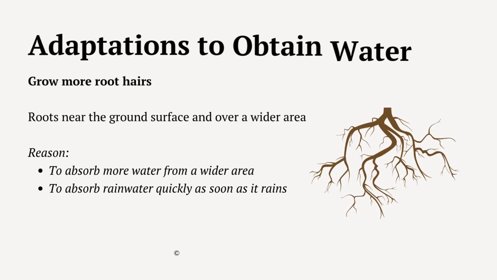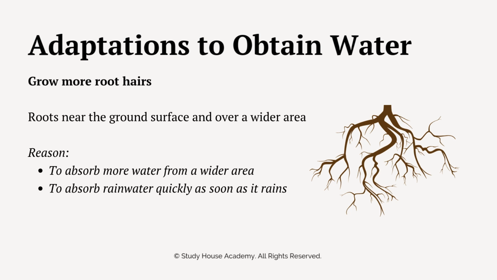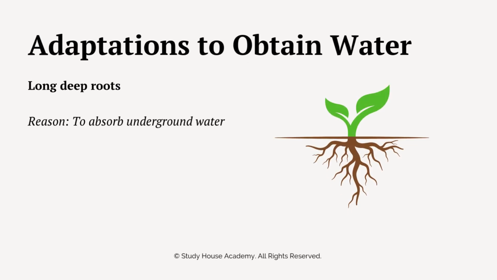Adaptations to obtain water. Grow more root hairs. Roots near the ground surface and over a wider area. Reason, to absorb more water from a wider area. To absorb rainwater quickly as soon as it rains. Long deep roots. Reason, to absorb underground water.